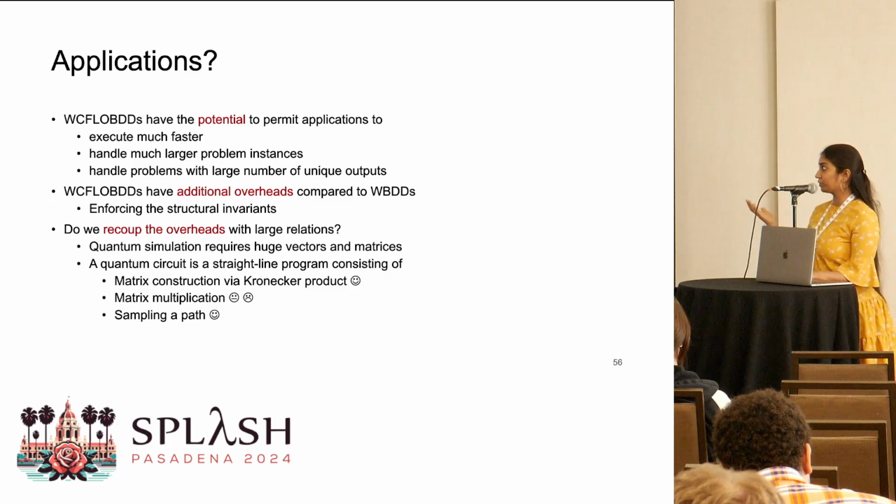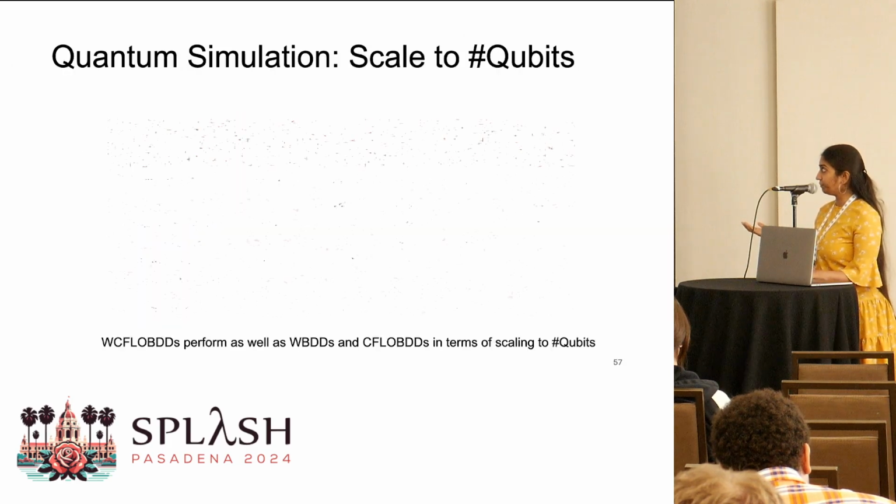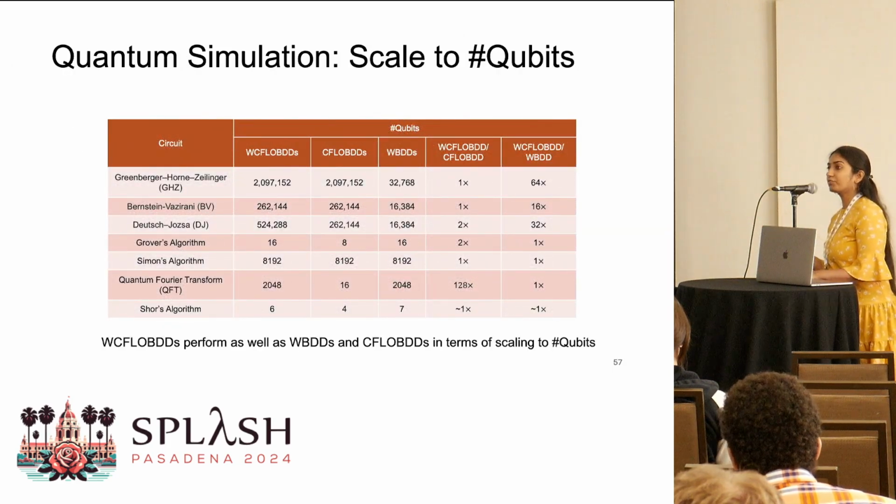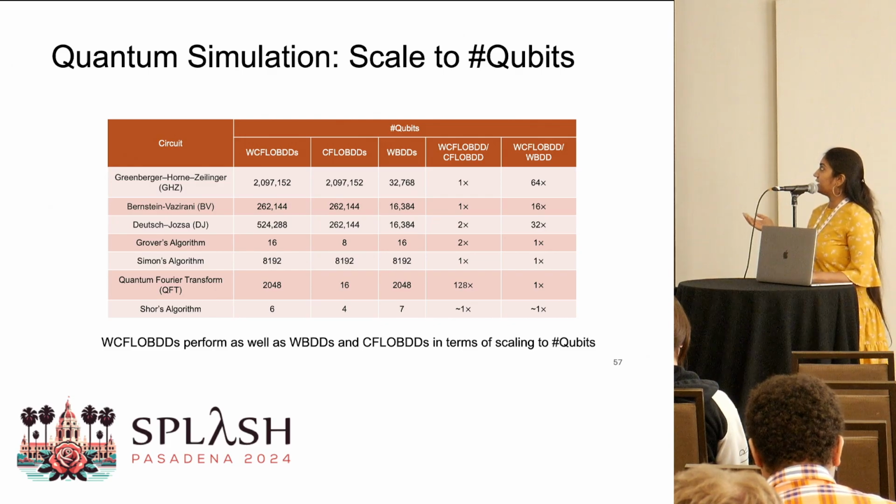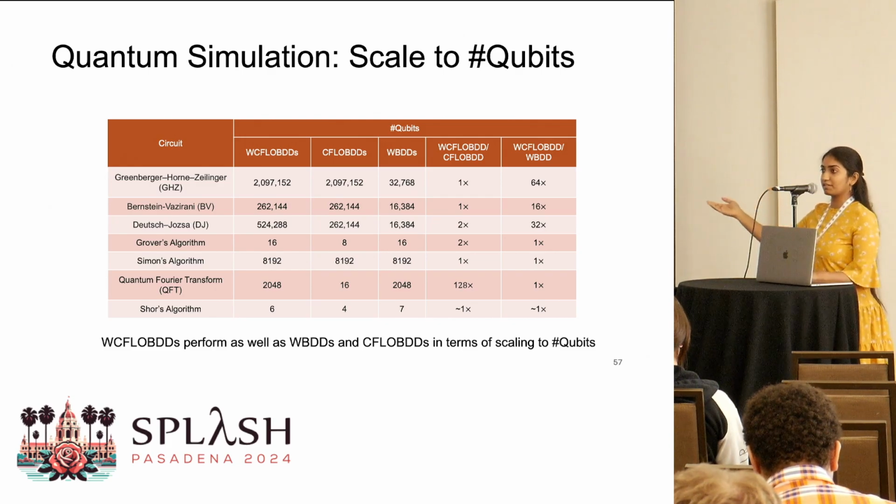But do we recoup these overheads? In case of quantum simulation, we see that we do. So if you take the number of qubits that you can scale to, we can see that weighted CFLOBDDs perform as well as CFLOBDDs and weighted BDDs for these set of benchmarks.